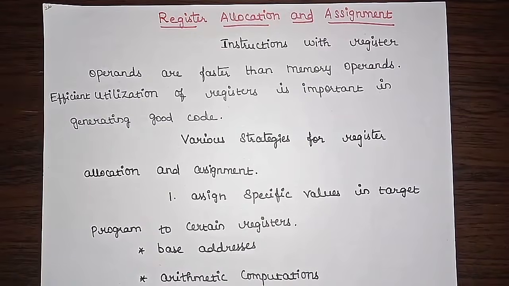This session is about register allocation and assignment. In this session, we are going to discuss the benefit of doing register allocation and assignment. We know that registers are used to hold the operands in an expression. Whenever we have an instruction that involves only register operands, it can be executed faster than an instruction involving memory operands. That is the main benefit of using registers here.